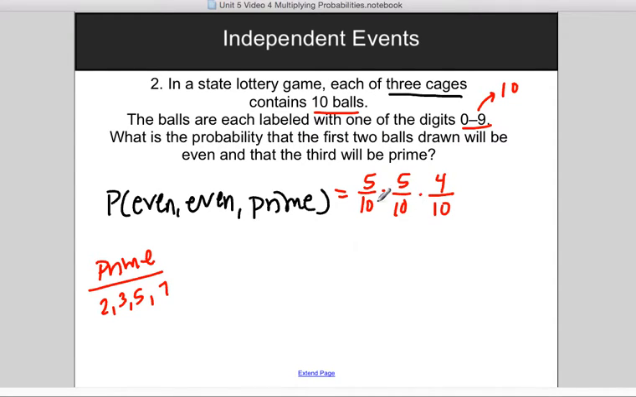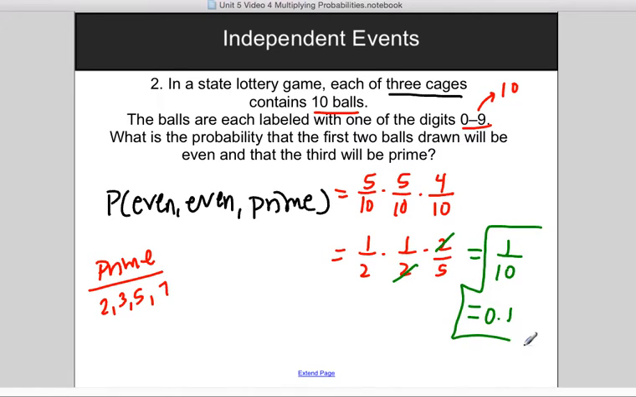I would recommend, if you can, reducing these right away. So it's 1/2 times 1/2 times 2 over 5. Notice these 2's will cancel. So I'm left with 1 over 10, or that's 0.1. So there is my example 2.